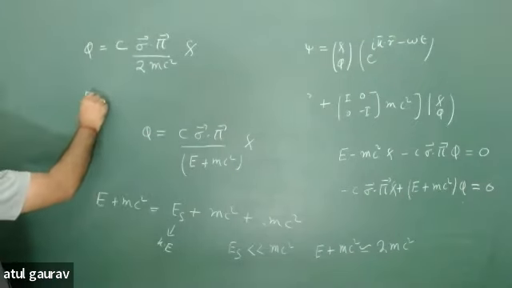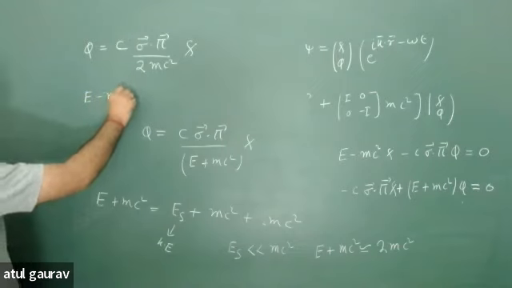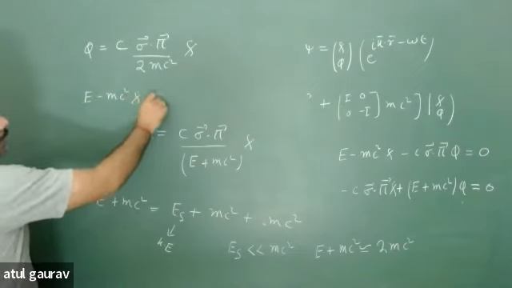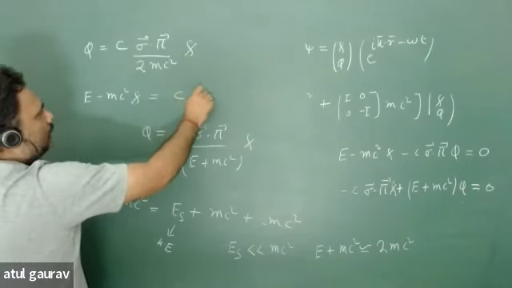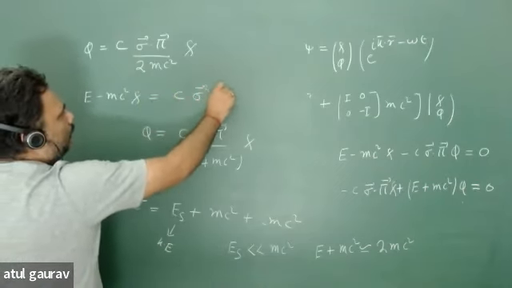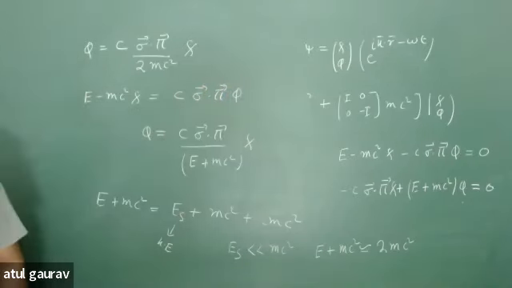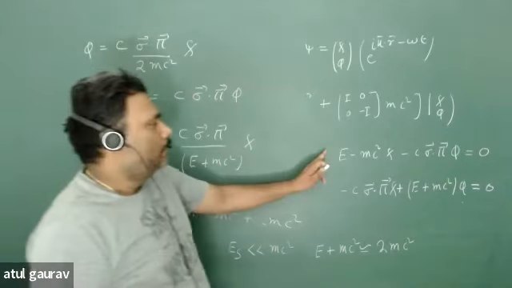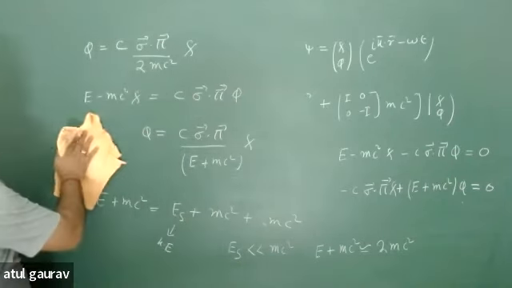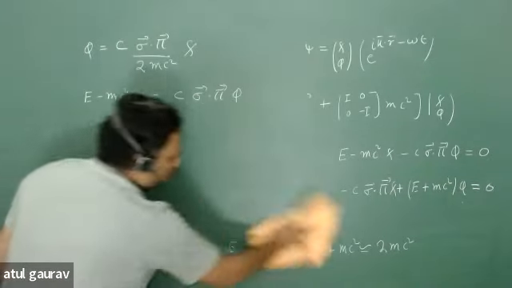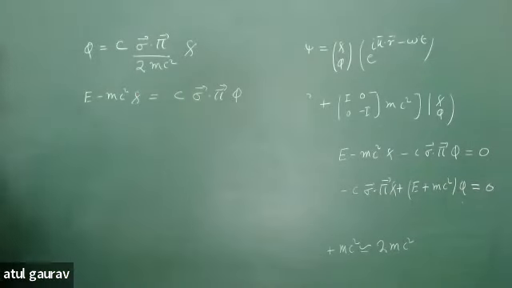The first term is (E minus mc²) χ is equal to cσ·π φ. We can write it like this, right? This is your first term. Are you getting my point? Yes, sir. And now what is E minus mc²? That is kinetic energy.